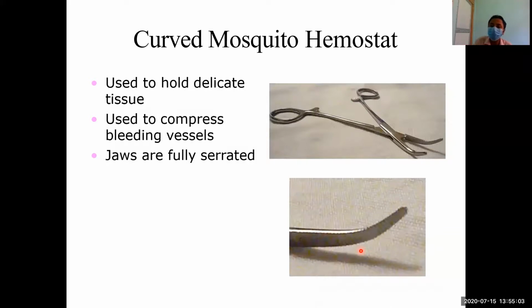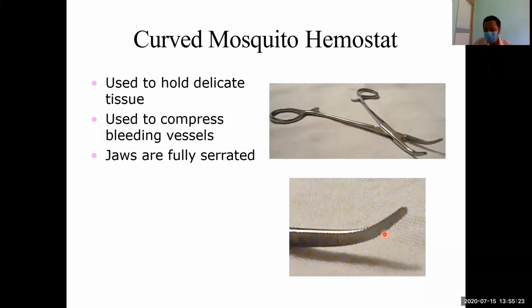So the way to remember it is: Kelly's, the name is short, the serrations are also short distance, and Spencer-Wells, the name is long, so the serrations will also be long. That's all along the blade. So that is a basic difference between Spencer-Wells and Kelly's forceps.